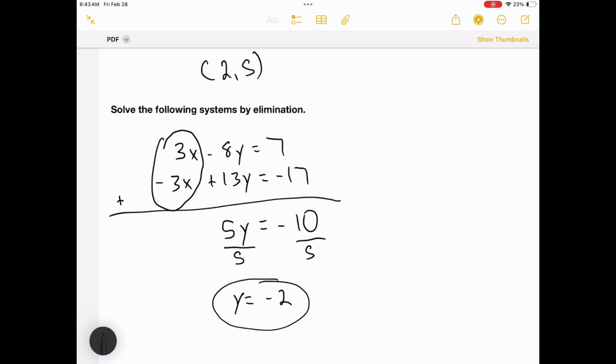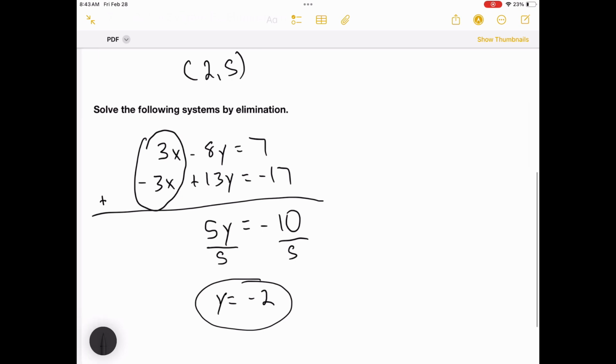But I'm not done yet, because now I actually have to use substitution. I have to go back and substitute the values into one of the original equations. It does not matter which equation you put it into, but you need to put it into one. I'm just going to do the top one here. So it's going to be 3x minus 8 times negative 2 equals 7. Okay, and then you're just going to solve for x.